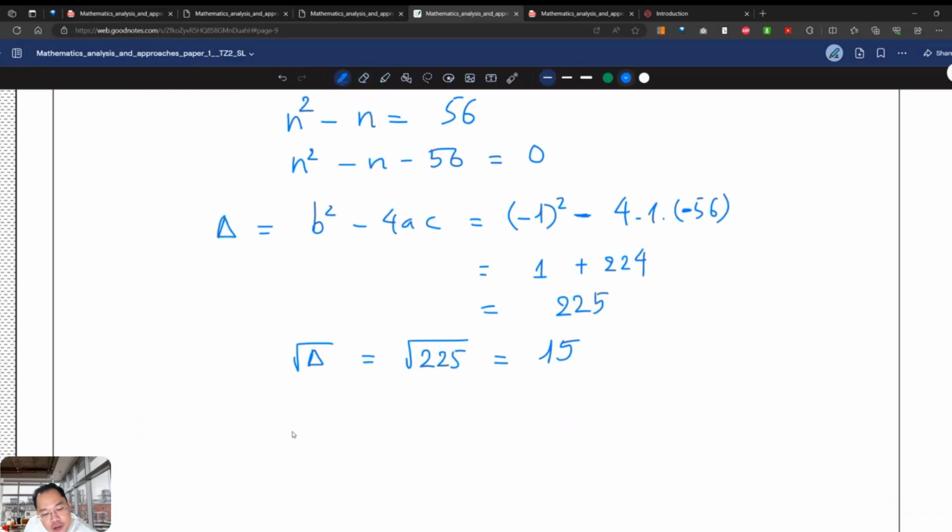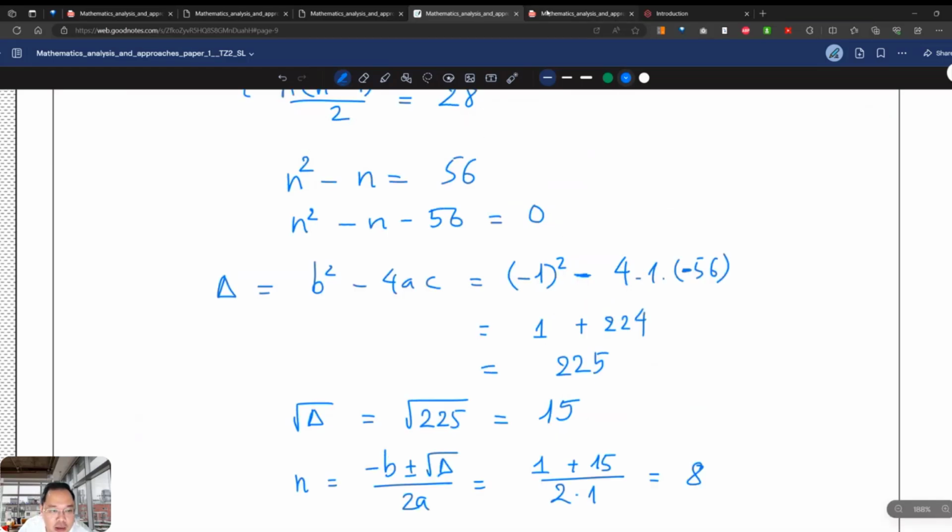Okay, so the solution n is equal to minus b, plus or minus the square root of the discriminant, over 2a. b is minus 1, therefore minus b is 1. We do not take the negative value because n here must be an integer, it can't be negative. So we take the plus sign. Plus 15 over 2 times a, which is 1. So 1 plus 15 is 16, divided by 2 equals 8. n is 8.